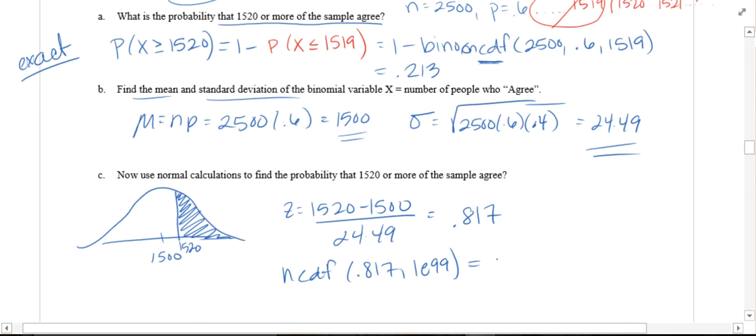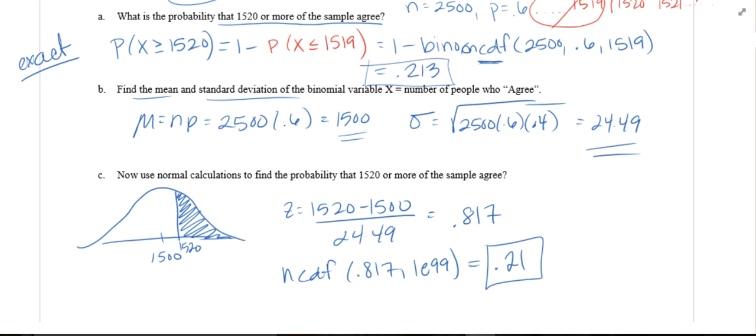So when you calculate that, what do we get? You should get 0.21. Okay, and what we wanted to compare that to was our exact answer from the binomial. So again, the binomial here is exact, 0.213. Our approximation using the normal distribution is 0.21. So they're very, very similar.